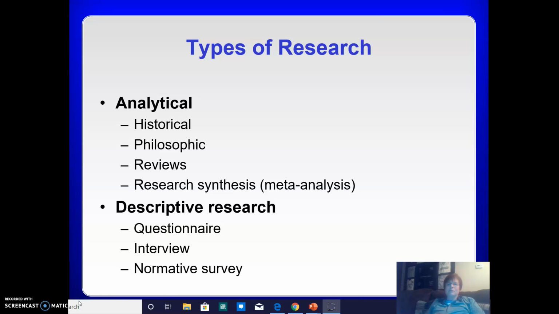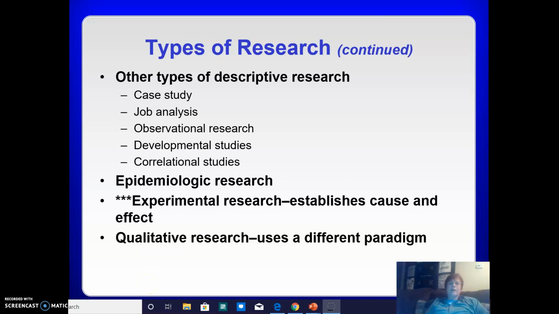Descriptive research would include questionnaires, interviews, and surveys. Other types of descriptive research are case studies, job analysis, observational research, developmental studies, and correlational studies. Epidemiological research is often done in the area of exercise science as researchers look at different types of health issues as they relate to different populations.